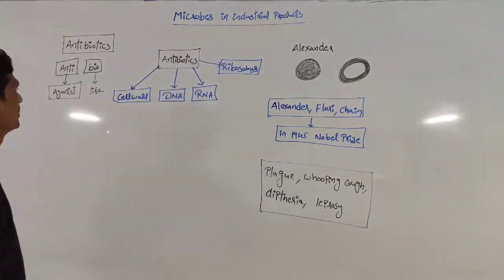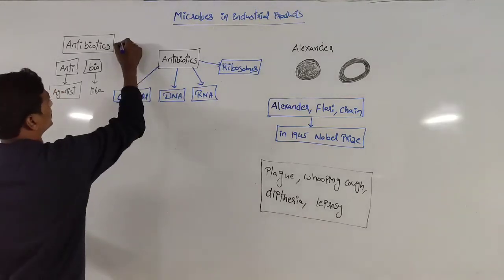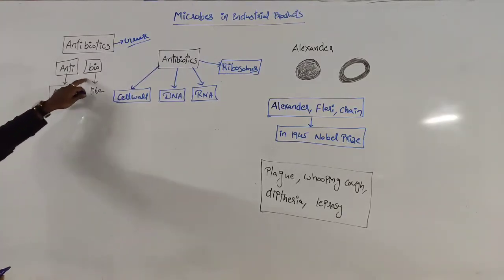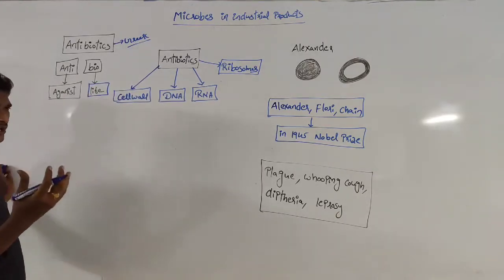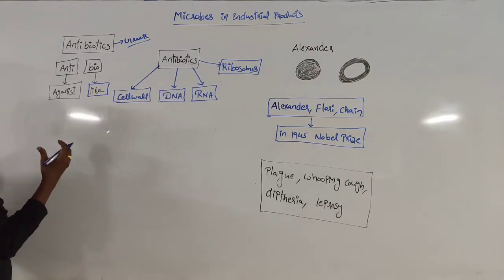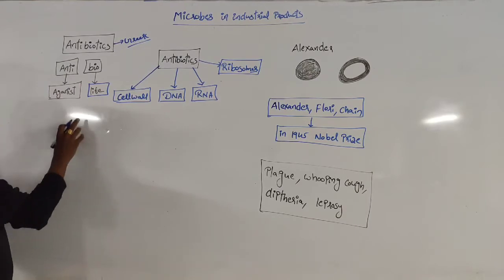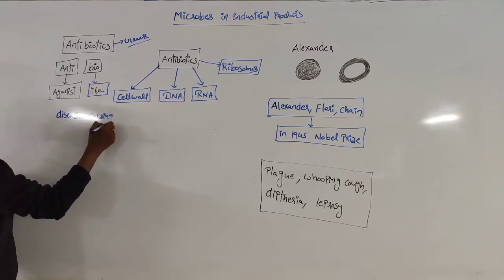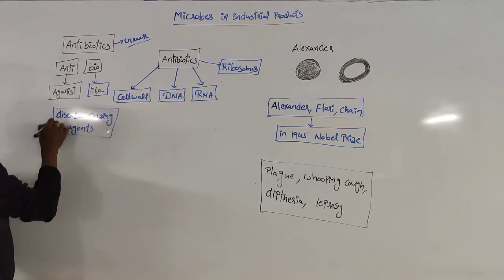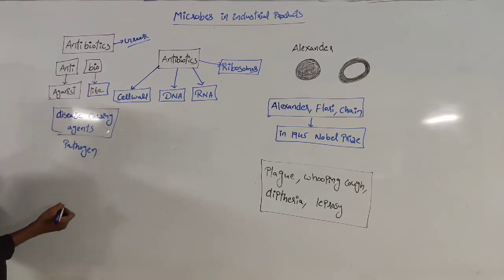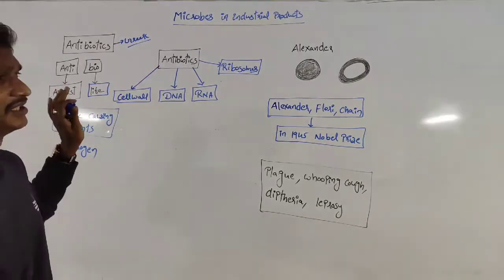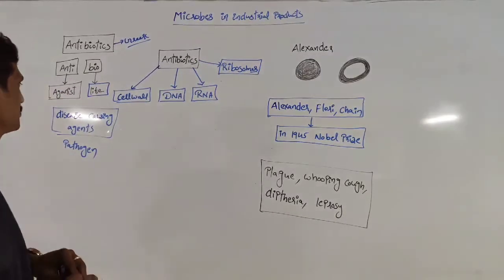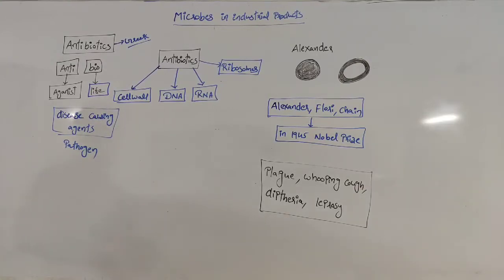The word antibiotics is derived from Greek. We already know anti means against, and bio means life. So antibiotics are chemical molecules which are against the disease causing agents, that is, pathogens. Some of these chemical components are against microorganisms, meaning they kill microorganisms. That is the basic standard definition for antibiotics.